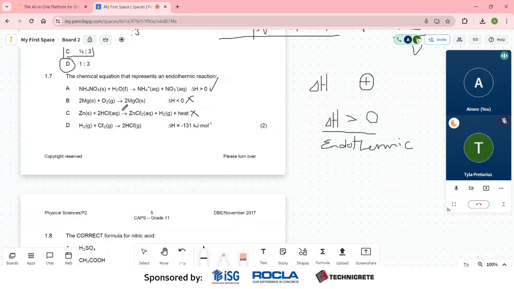If they had said plus heat on the left-hand side of this arrow, it would have been absorbing energy, which would have been endothermic. And for our last one here, you can see your change in H is negative, so it's not this one, which means that the only endothermic reaction present here is A.